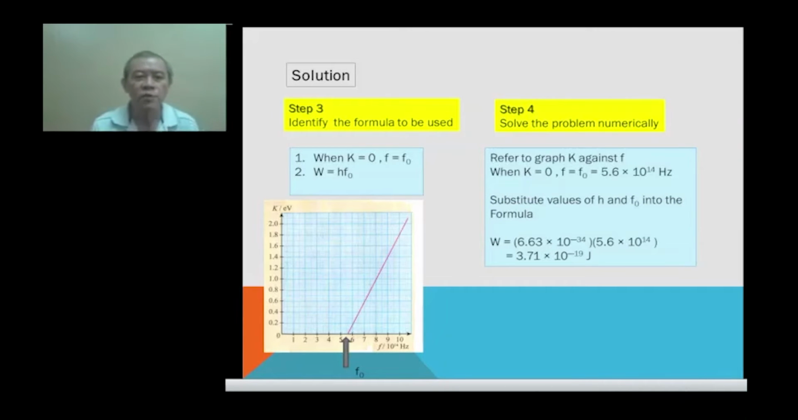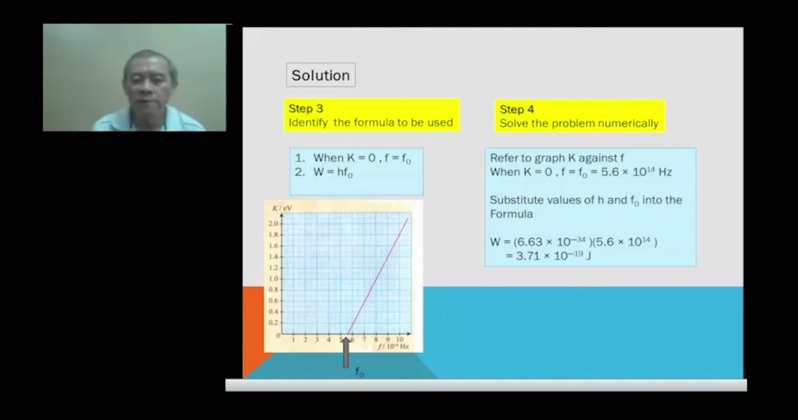Okay, step three, based on step one and step two, choose a suitable formula to be used. Here there are two suitable formulas. First, we use the graph: when K equals zero, f is f naught, the threshold frequency. Second, W equals h f naught.